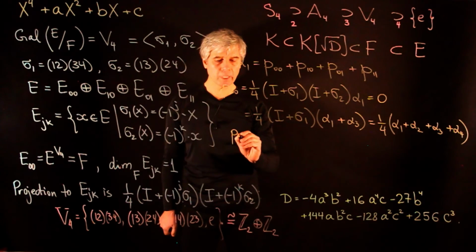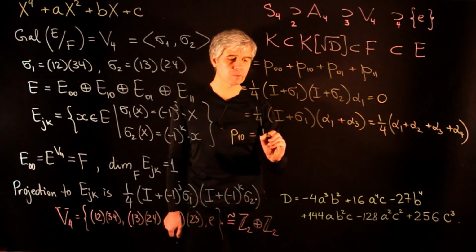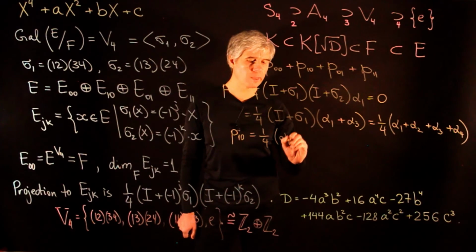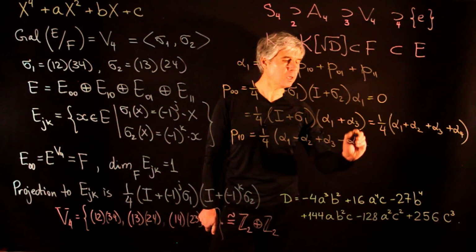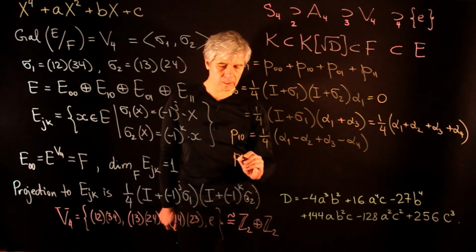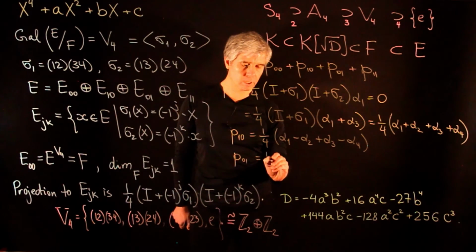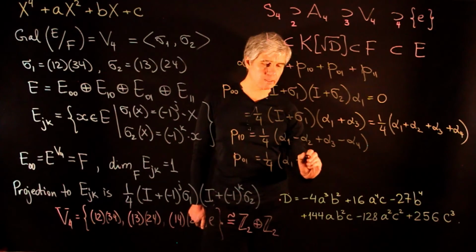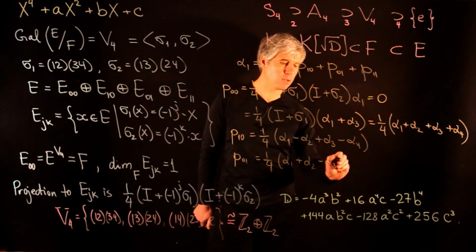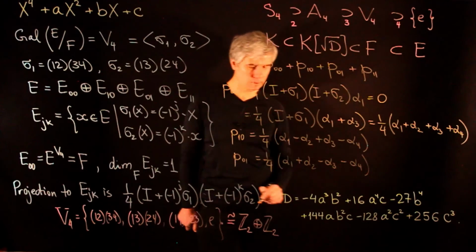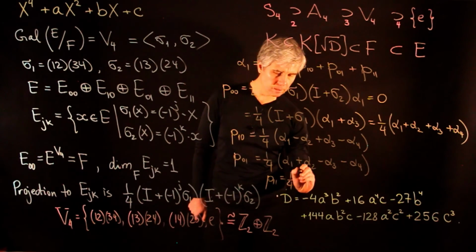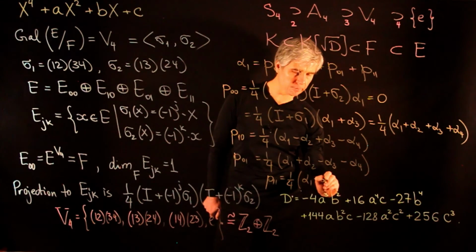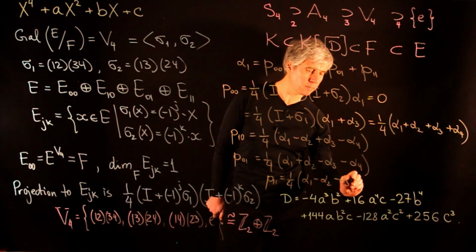Likewise, if we calculate P10, then we'll get 1/4 of alpha 1 minus alpha 2 plus alpha 3 minus alpha 4. P01 is 1/4 of alpha 1 plus alpha 2 minus alpha 3 minus alpha 4. And P11 is 1/4 of alpha 1 minus alpha 2 minus alpha 3 plus alpha 4.